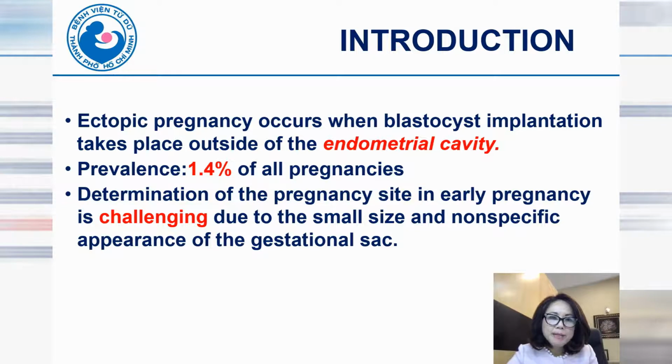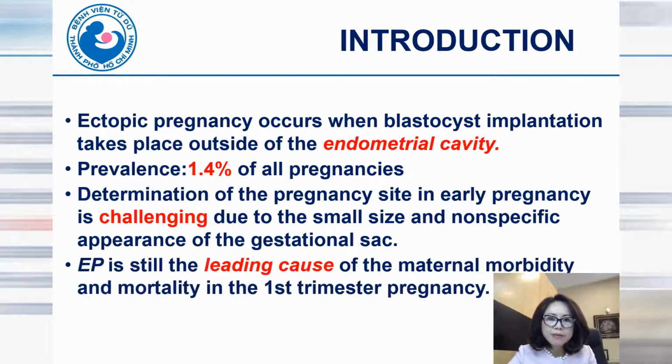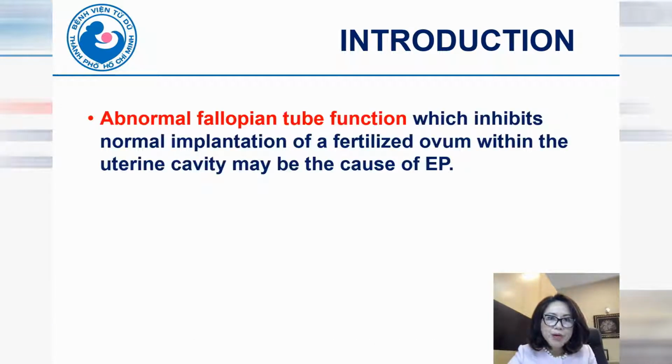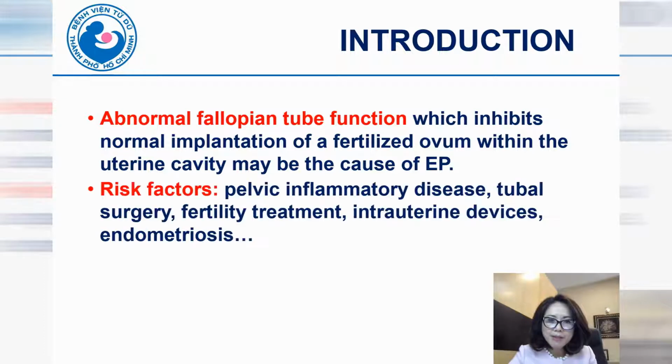Determination of the pregnancy site in early pregnancy is challenging due to the small size and non-specific appearance of the gestational sac. So ectopic pregnancy is still the leading cause of maternal morbidity and mortality in the first trimester. We know abnormal fallopian tube function, which inhibits normal implantation of a fertilized ovum within the uterine cavity, may be the cause of ectopic pregnancy.